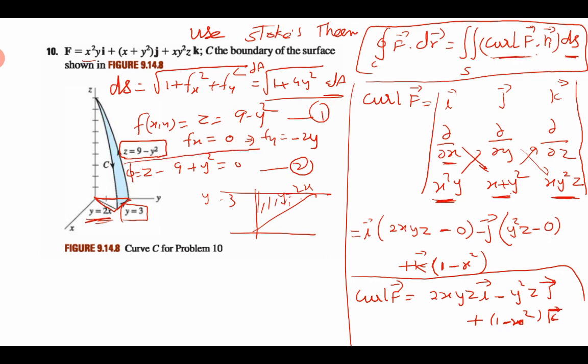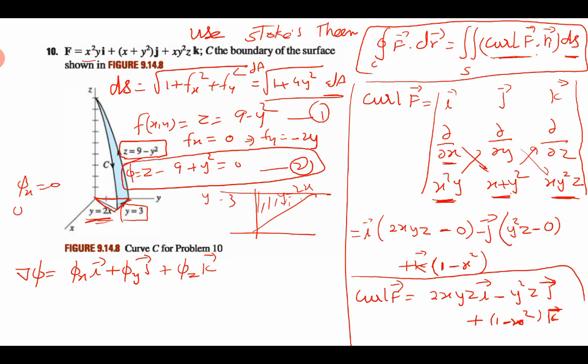Now we will find n vector by using equation number 2. What is the gradient of phi? Phi x i, phi y j, the derivative of phi with respect to x partially times i, dou phi by dou y times j, dou phi by dou z times k vector. Differentiate this one with respect to x. What do you get? Phi x is 0, there is no x. Phi y is 2y.